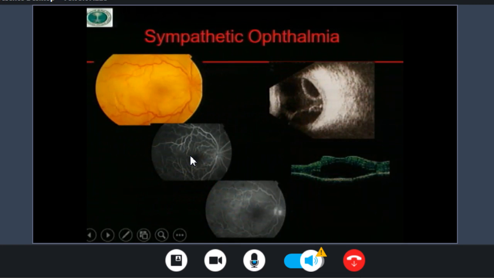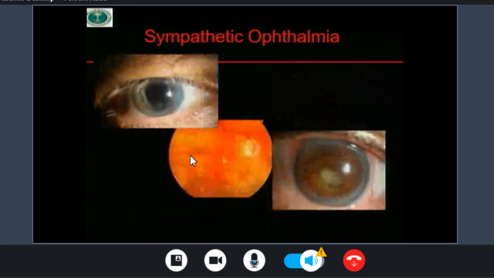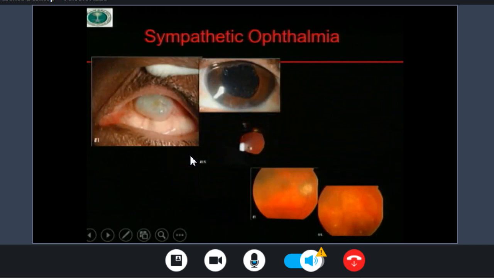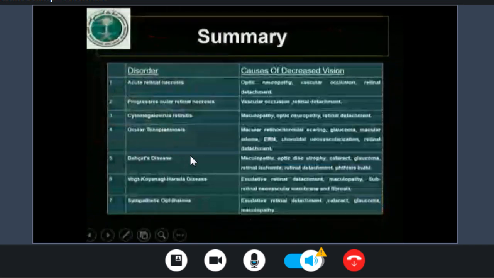These are examples of a patient who had trauma in the other eye and presented with exudative retinal detachment, demonstrated by fundus examination, ultrasound, OCT, and fluorescein angiography. Another patient had a cyclodestructive procedure followed by exudative retinal detachment that responded well to treatment and was complicated as well with glaucoma. Another patient had phthisis bulbi secondary to trauma and sympathetic ophthalmia.